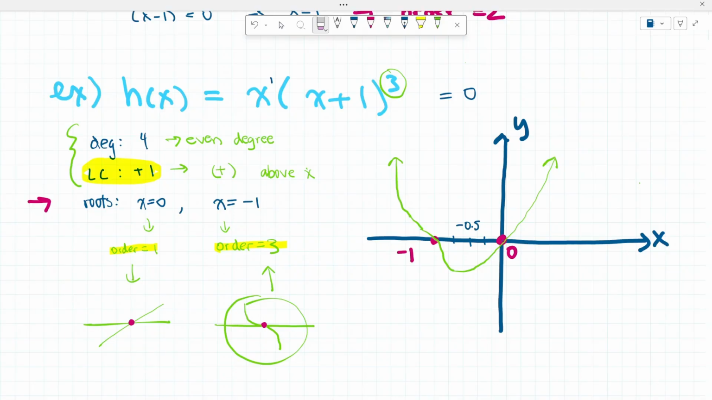So all of that is really good information for you, and now you can quickly plot these polynomials, sketch them out just using the few steps that I showed you today.